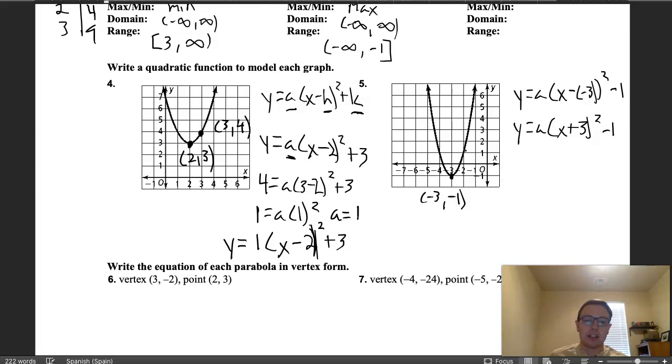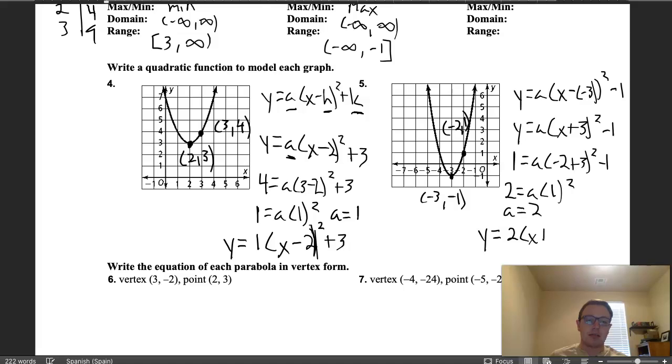And now we need a second point, like this point at minus 2, positive 1, which we're going to substitute in for x and y. So we get 1 is equal to a times (minus 2 plus 3) squared minus 1. Let's add that 1 to the other side. We get 2 is equal to a times 1 squared. 1 squared is just 1, so this tells us a is equal to 2. And now we have a, we have h, and we have k, meaning that we can write our equation as y is equal to 2 times (x plus 3) squared minus 1.